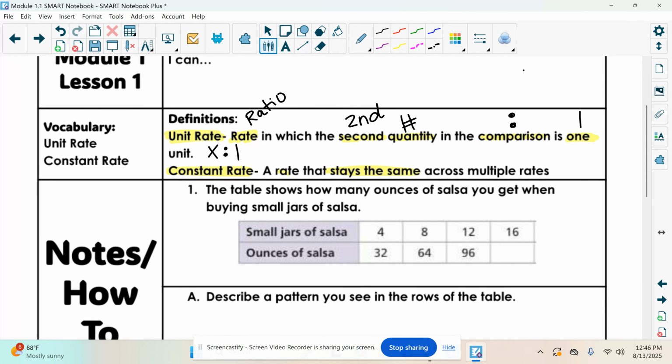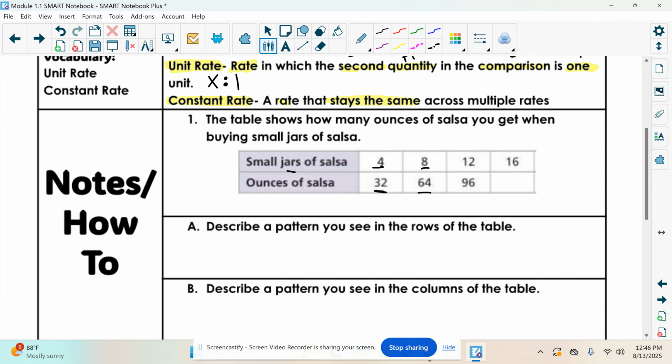Alright, so we've got an example here. Example number 1. There's a table. It says the table shows how many ounces of salsa you get when buying small jars of salsa. Y'all seen in the grocery store the little jars of salsa? Okay? So we've got a table here. It says when there are 4 jars of salsa, there's a total of 32 ounces. When there are 8 jars, there's a total of 64 ounces. And on and on. That's how we read it, right?